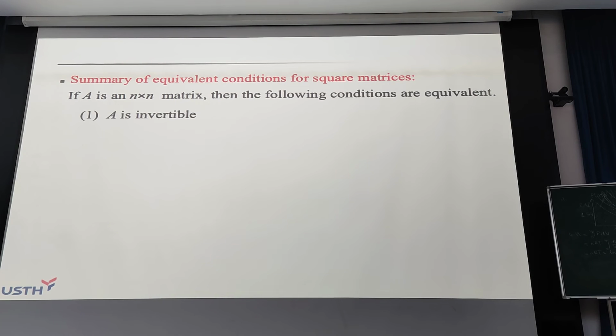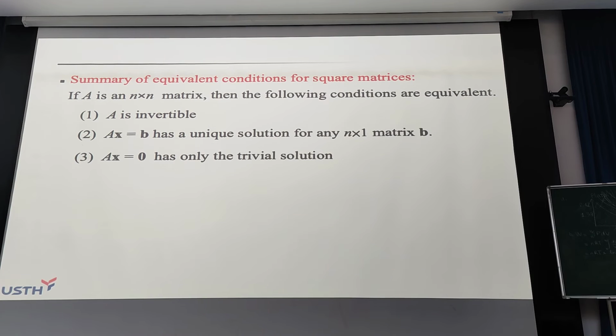The first one, A is invertible. Then you know already the second one: Ax equals B has a unique solution for any right-hand side B. The next one, Ax equals 0, the homogeneous system of linear equations, has only the trivial solution. The next one is a new one: the rank of A must be n.